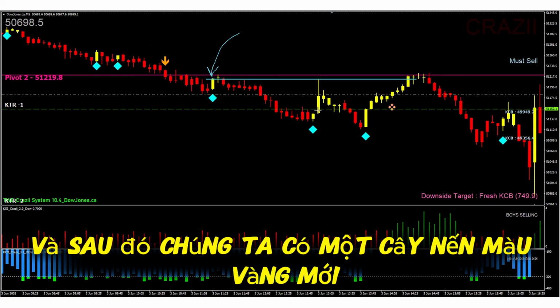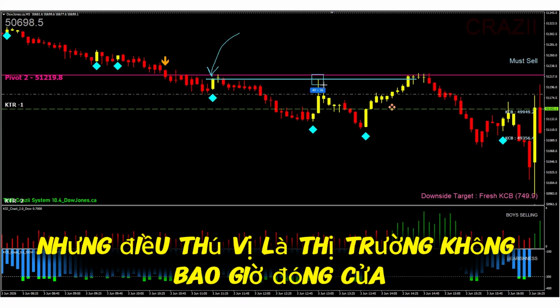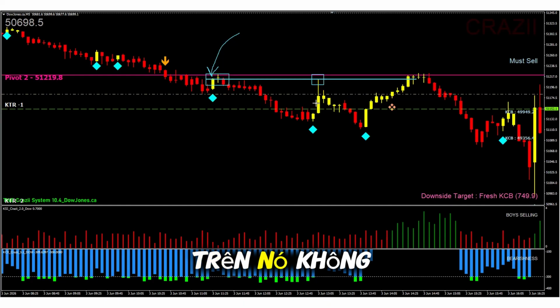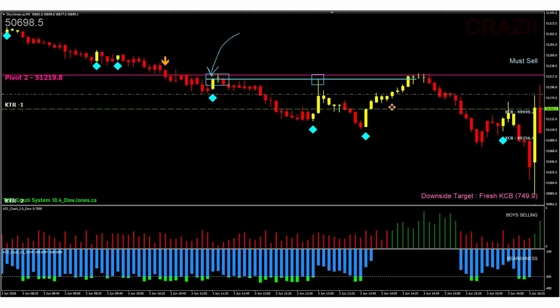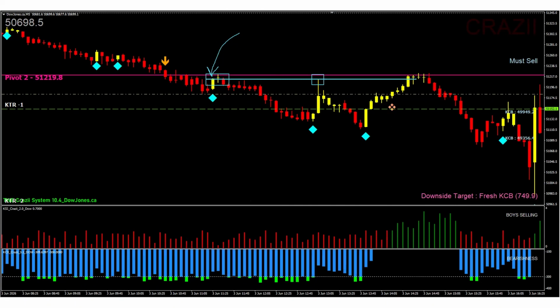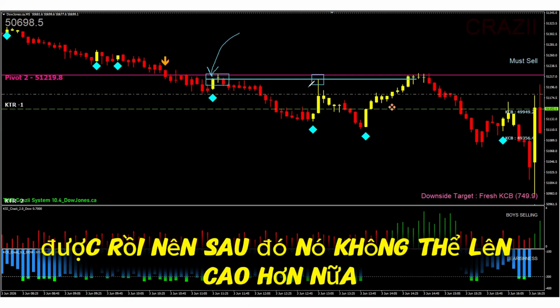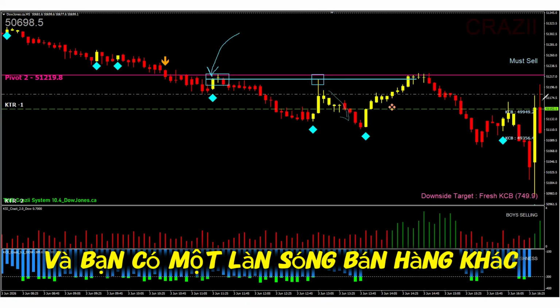Then after that, we have a new yellow candle. And interestingly, the market goes up. But what is interesting is that the market never closed above the line that I drew. Something is wrong with my annotation, it's not functioning properly. After that, it couldn't go any higher, and the price pulled back down, and you have another wave of selling, right?